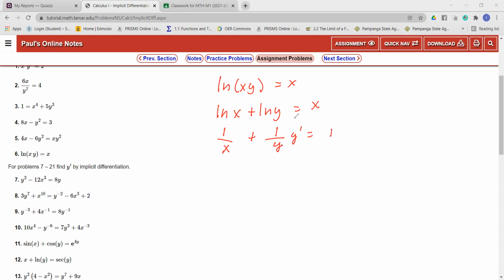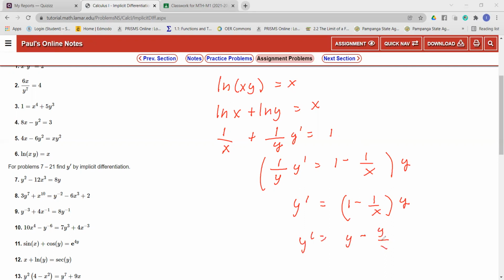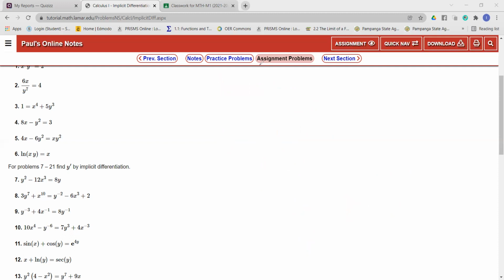So pwede nang lumipat ngayon tong kabila yung 1 over x mo. Hence, I will have 1 over y times y prime equals 1 minus 1 over x. No? And then afterwards, I can multiply both sides by y. So my y prime will be equal to 1 minus 1 over x multiplied by y. Or my y prime is equal to y minus y over x. Pwedeng ito na ito ang answer nyo. Okay, so this is my y prime. This is the derivative. Okay? I hope clear.